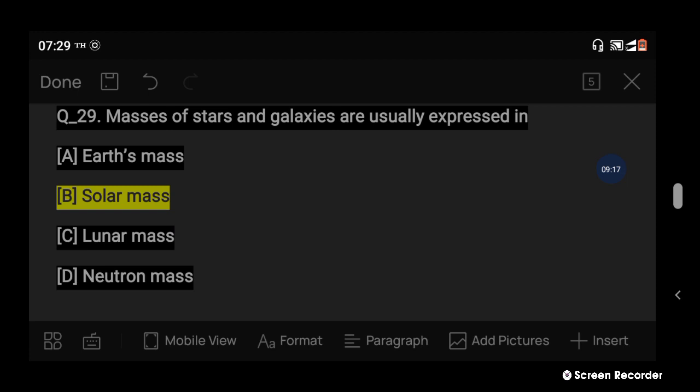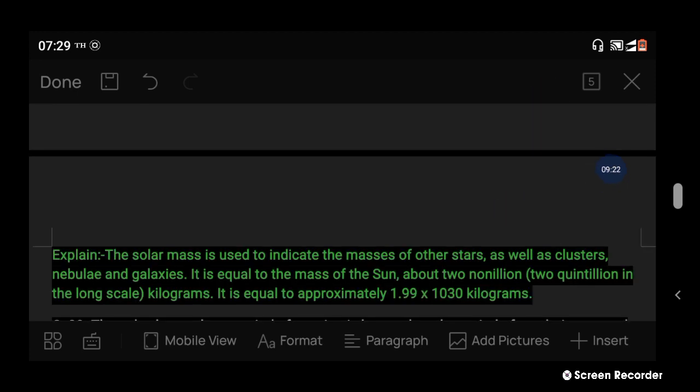Number B, solar mass. This is how the masses of stars and galaxies are usually expressed. Question 29 explanation: The solar mass is used to indicate the masses of other stars as well as clusters, nebulae and galaxies.